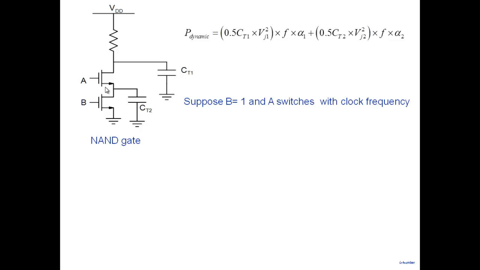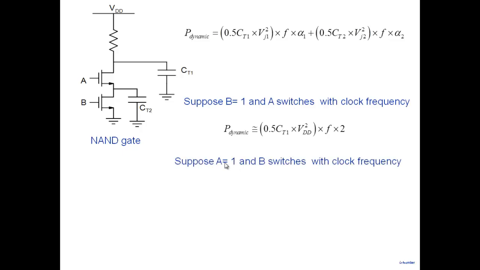While for this particular node, if A switches with clock frequency, then when A is high, this particular node will get connected to ground. Not exactly to ground because some voltage will be dropped, okay? But if we ignore that, it gets connected to ground, and when A is 0, then this will get connected to VDD, right? So my power dissipation will be 0.5 CT1 VJ1 squared F into 2. The activity level, if A is being driven at clock, is multiplied by 2, right? So that's the power dissipation in my gate for B equal to 1 and A switching.